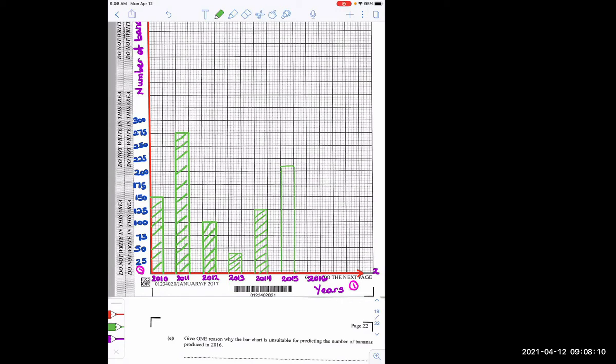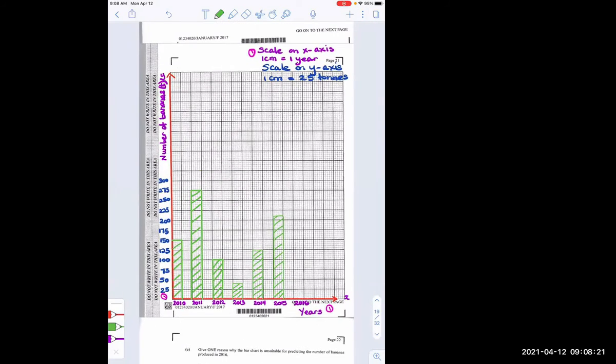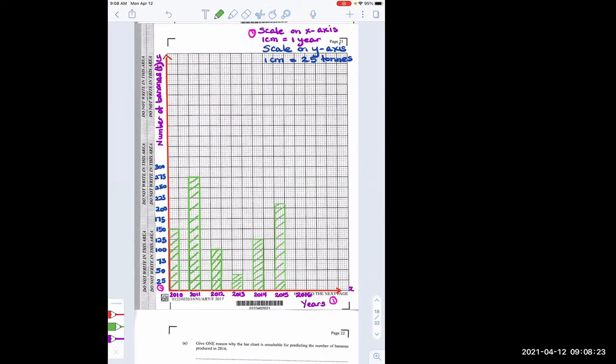Now you have to ensure that the bars are equally spaced and they are of the same width. And here you will get your 4 marks. All right. So finish off the bar graph and then we will go to the questions.